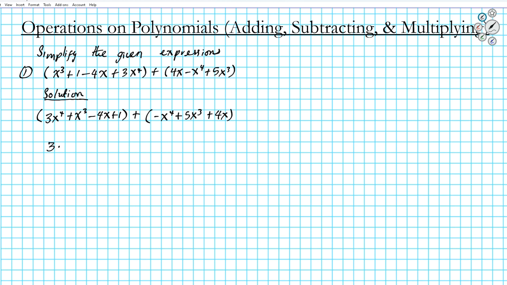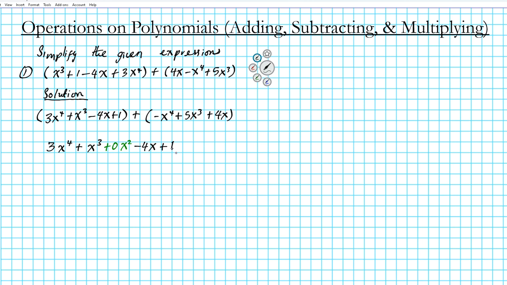Okay, so starting from the highest, 3x to the fourth, and next is the x to the third power term, x to the third, and then we need the quadratic term or the second degree term. We have none, so we're just going to put a placeholder just in case, plus 0x squared. Okay, and then we have a linear term, negative 4x, and then a constant plus 1.